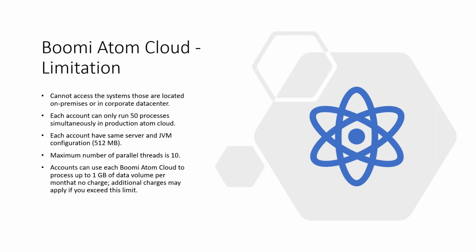And the other limitation is, it doesn't matter what kind of license or account you have, it will share the same server and JVM configuration, which is up to 512 MB. The maximum number of parallel threads cannot be more than 10. And an account can use Boomi Atom Cloud to process up to 1 GB of data per month. In case you want to process additional data, you need to connect with Boomi and increase those limits for your account.